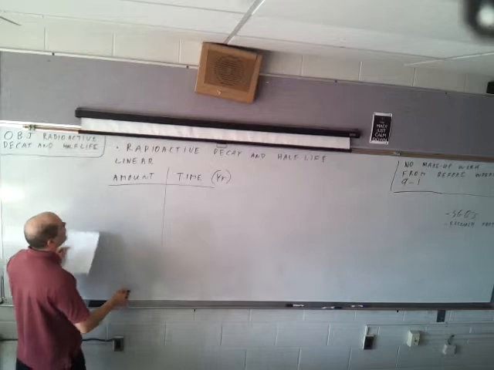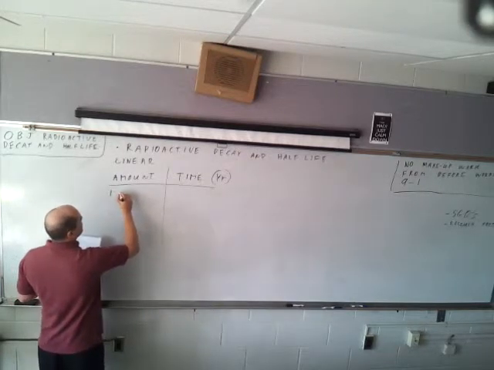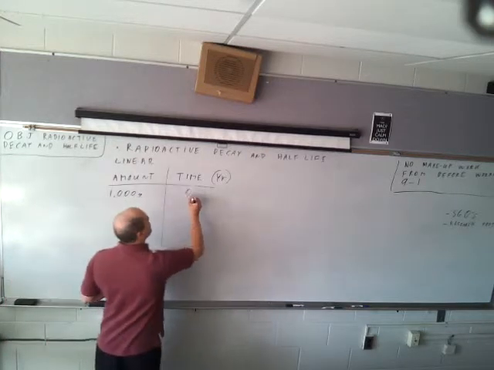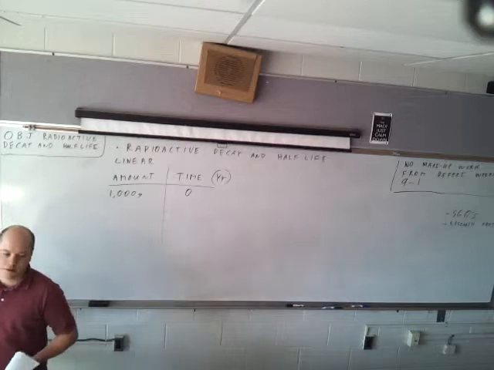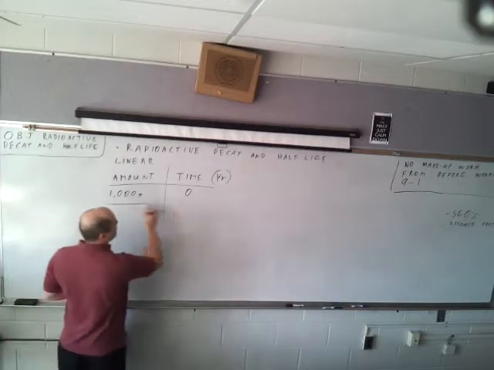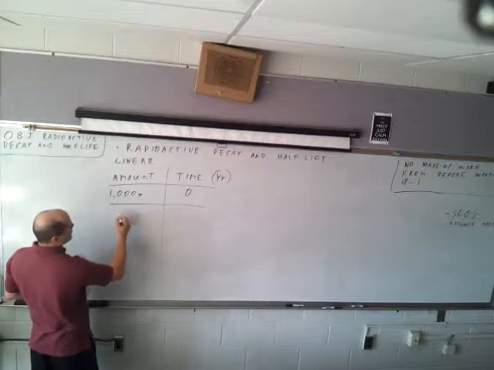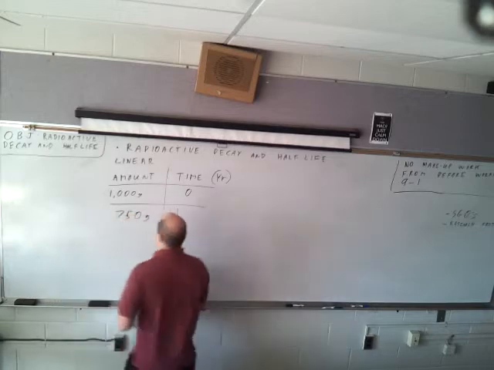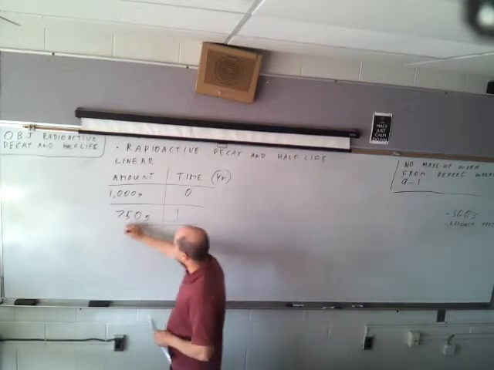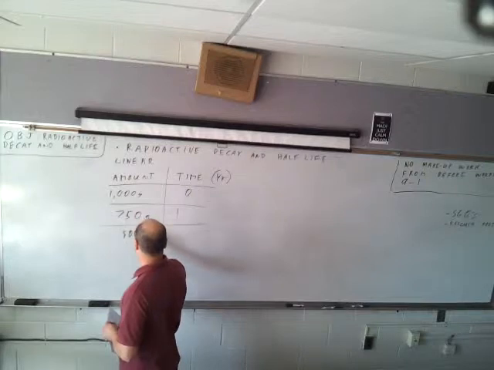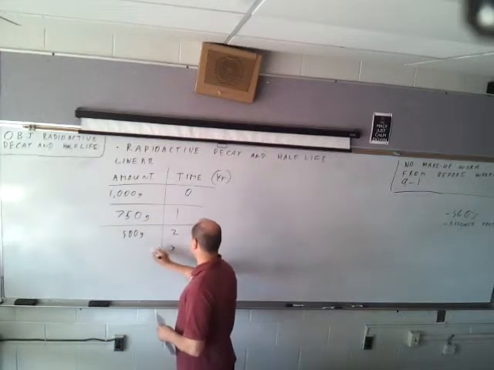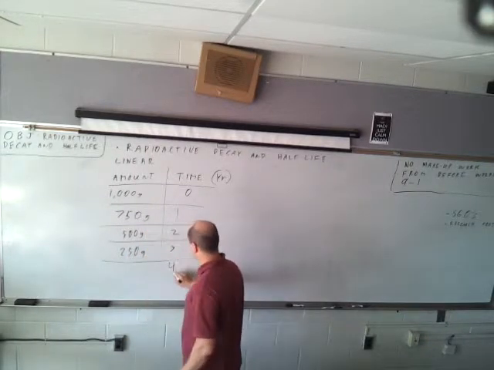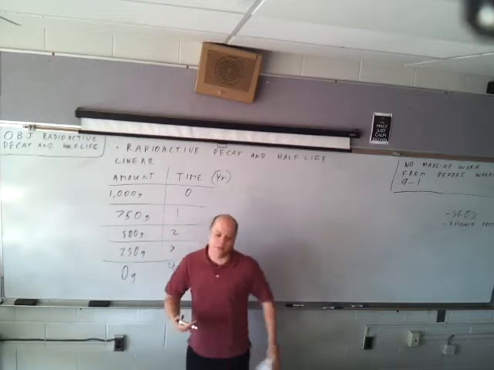Thanks. So let's say we start out with 1,000 grams of some substance at time 0. In science, we like to say the beginning is time 0. And so let's say every year in this case, we lose 250 grams. So after 1 year, there's 750 grams left. After 2 years, there's 500 grams left. After 3 years, 250 grams left. And after 4 years, 0 grams left. That would be a linear decay.